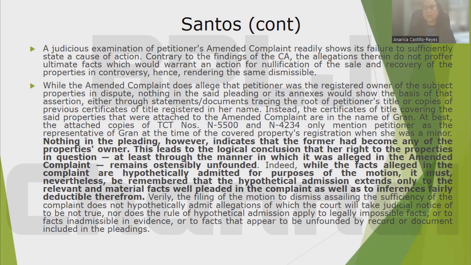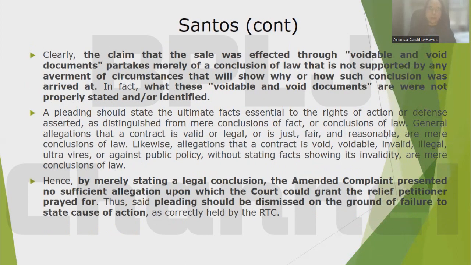Nothing in the pleading, however, indicates that the former had become any of the properties of the owner. This leads to the logical conclusion that her right to the properties in question, at least through the manner in which it was alleged in the amended complaint, remains unfounded. While the facts alleged in the complaint are hypothetically admitted, it must be remembered that the hypothetical admission extends only to the relevant and material facts well pleaded in the complaint, as well as to inferences fairly deductible therefrom.